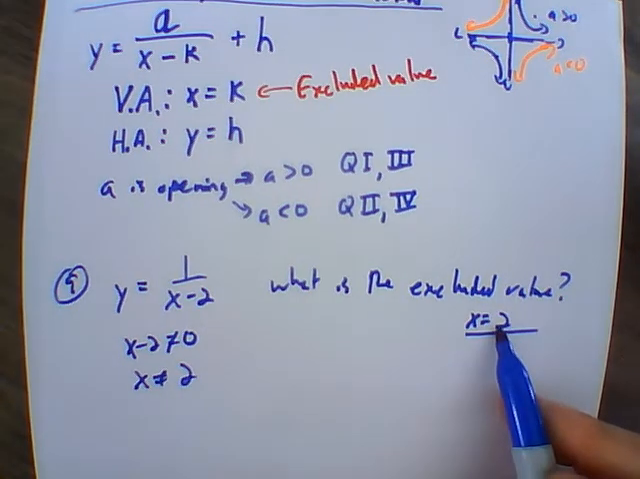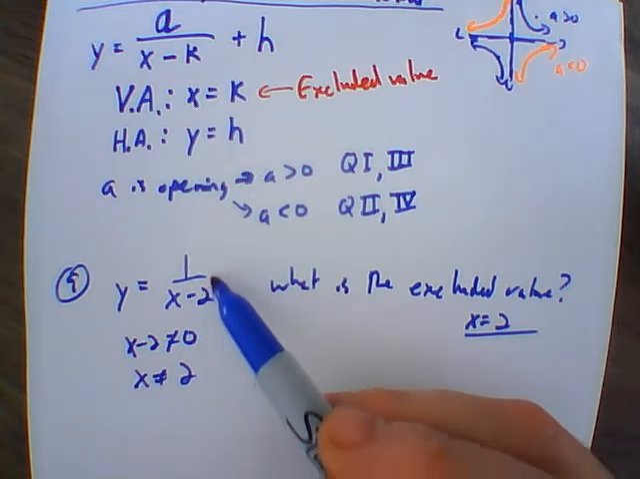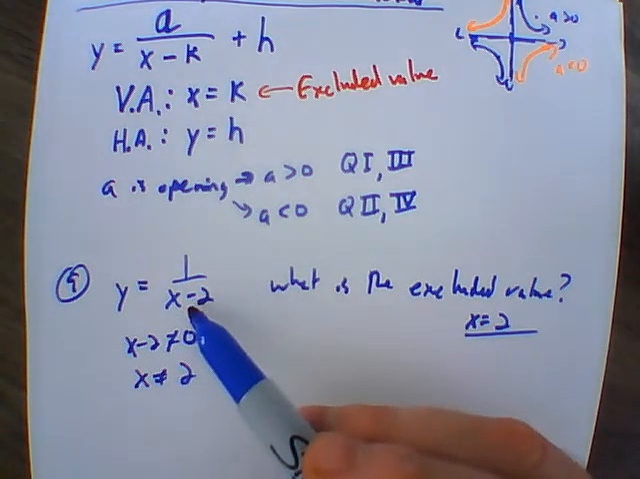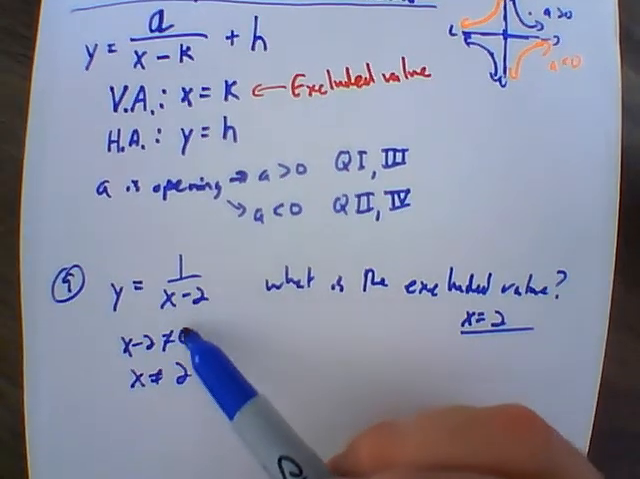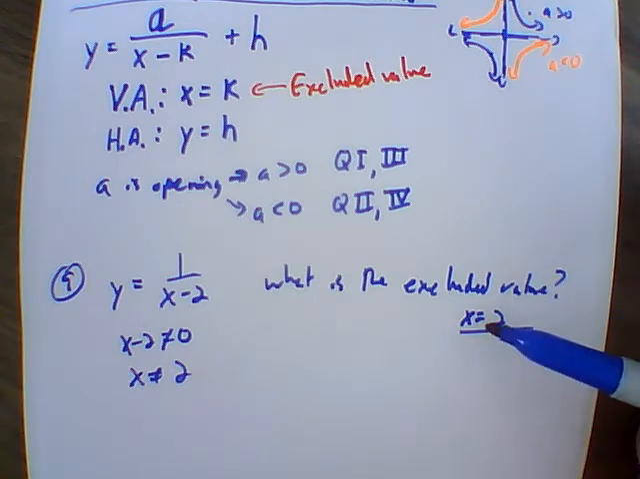That's how we distinguish those excluded values, by what we can't have. We can't have division by 0. So whenever the denominator equals 0, that's where we have it, because we can't have it equaling 0. So it's an excluded value at 2.